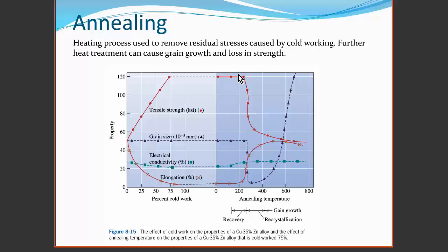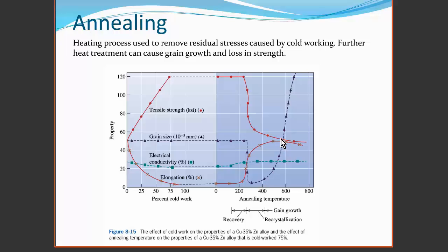Just before the precipitous fall of the tensile strength, up to here, right up to there, actually before the grain size drops, that's called recovery. After that point, which is called the recrystallization phase, the tensile strength drops and the elongation increases back up again. So does the grain size. Well, the grain size increases during a period called grain growth.